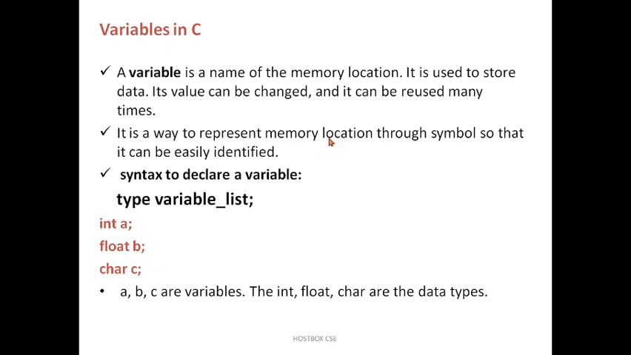Now the question is what is the syntax to declare a variable. If you want to declare a variable, the syntax is type space variable underscore list. For example, you can say int a, float b, and char c, and so on. Here, what are a, b, c? These are variables. Remember, and int, float, char are data types. The data types I will explain in the upcoming session, and then we follow the operators and so on, based on the syllabus as I told in the playlist. Any doubts you can verify in the playlist.